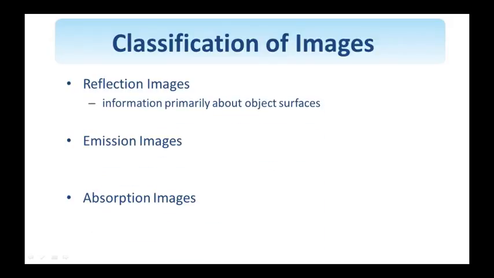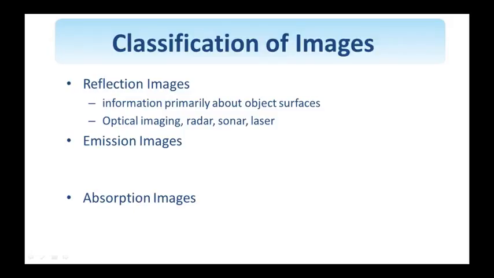The type of information that can be extracted from reflection images is primarily about object surfaces regarding their shapes, textures, color reflectivity, etc. Most of our daily experience in optical imaging through our eyes is about reflection images. Other non-visible examples include radar images, sonar images, laser images, and even some types of electron microscopy images.